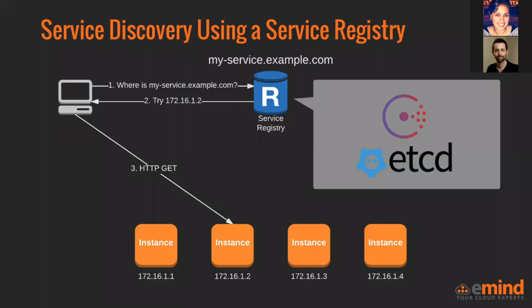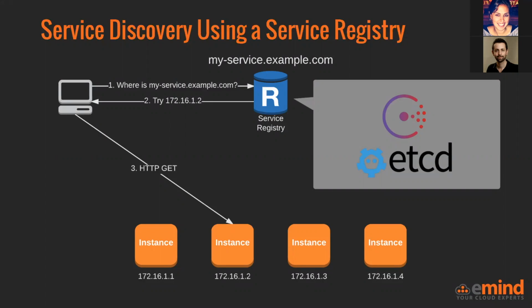Now, one solution is what's called a service registry. A service registry is just a database which stores up-to-date information regarding the service. It knows the IP addresses of the nodes, which ports they listen on, which nodes are under maintenance, etc. Now, there are several dedicated service registry solutions like Consul by HashiCorp or etcd by CoreOS.